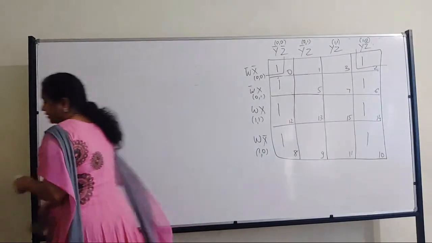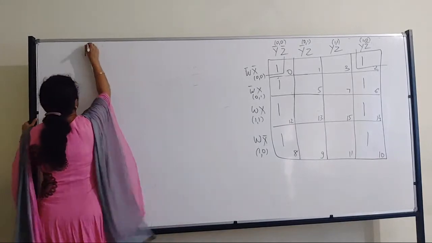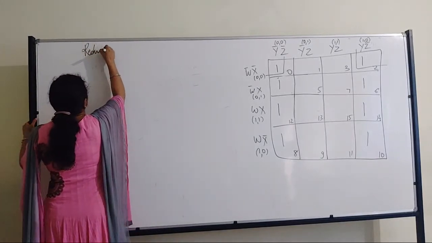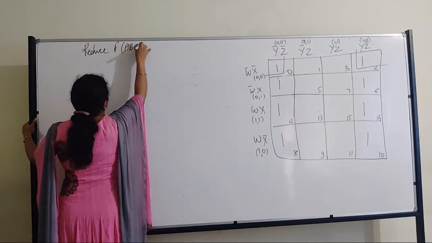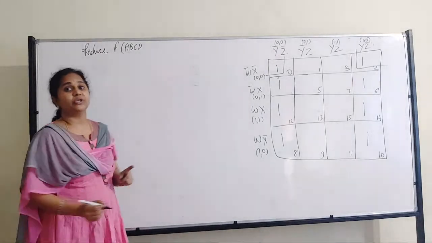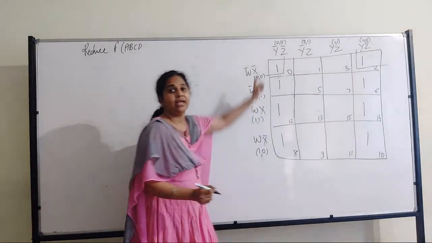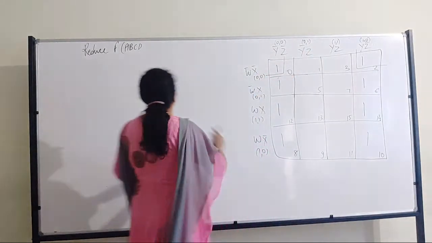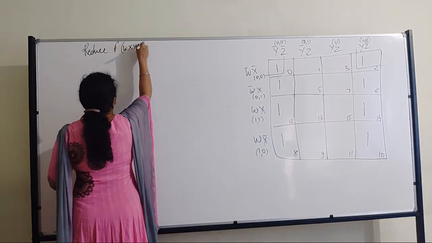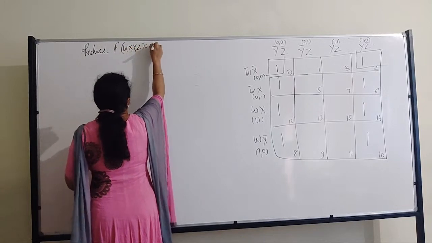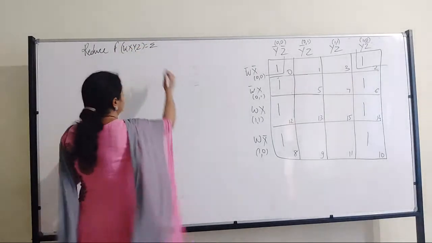Okay. So reduce, let us say function of A, B, C, D can also come. When we ask you A, B, C, D, you should write here A, B and then C, D. So I will not change. So I'll keep W, X, Y, Z only is equal to summation of.